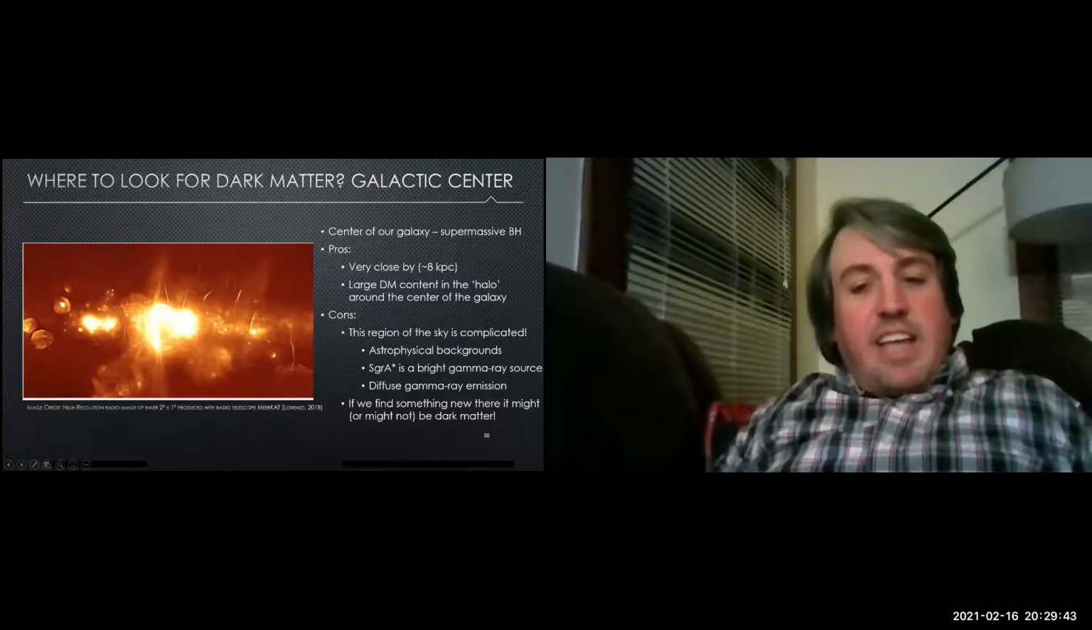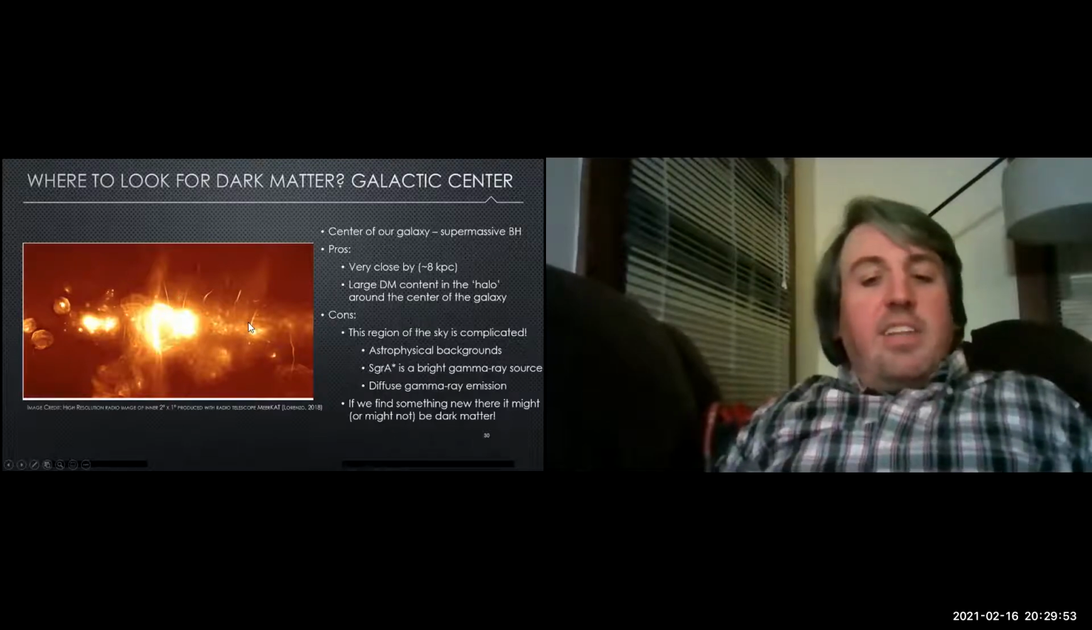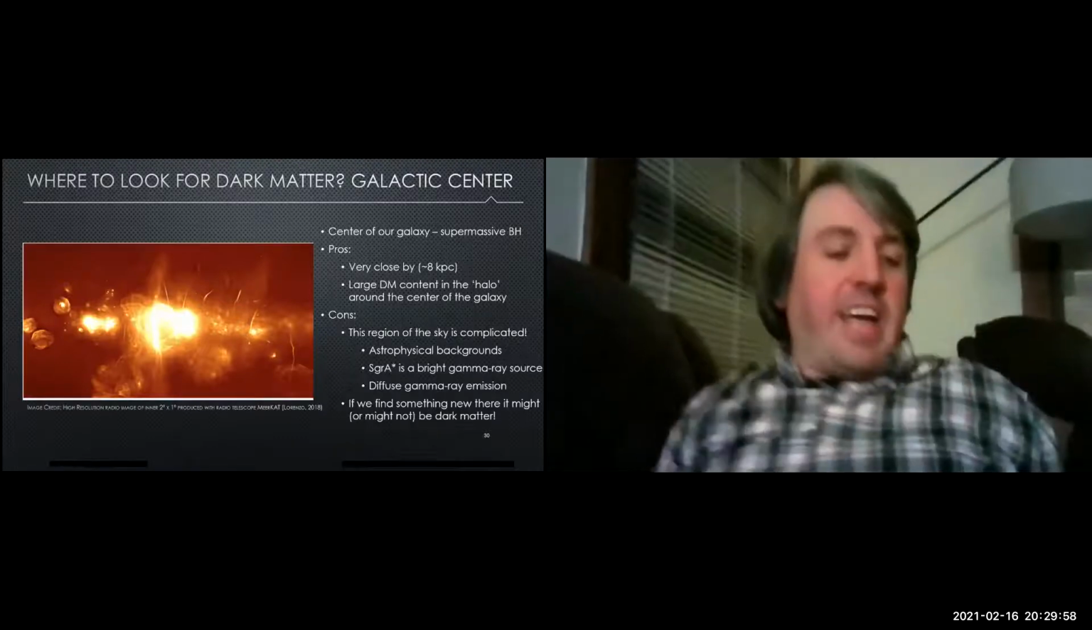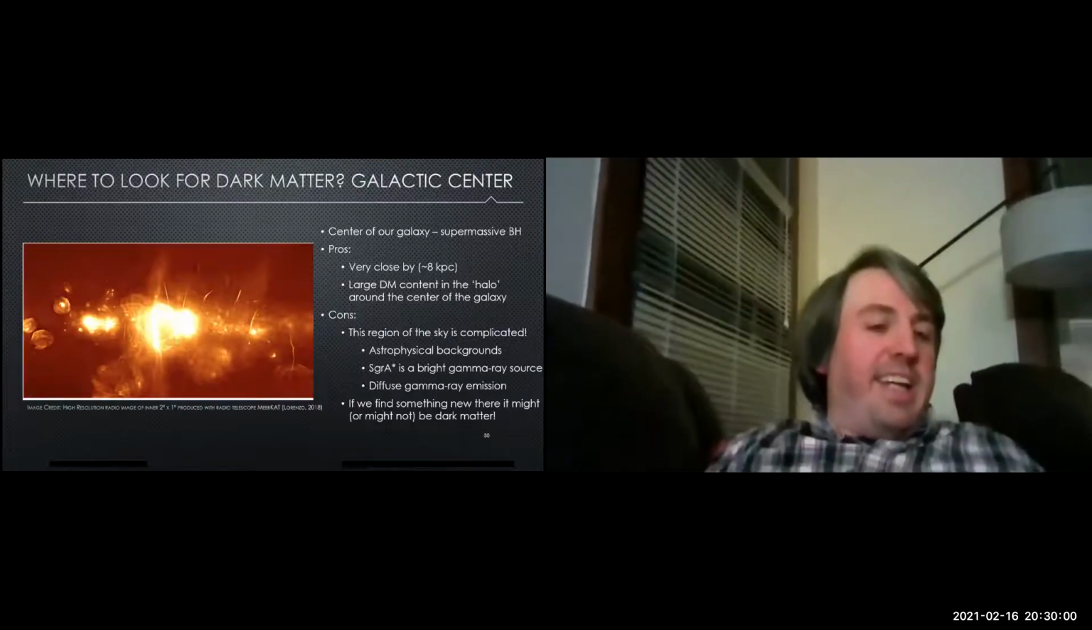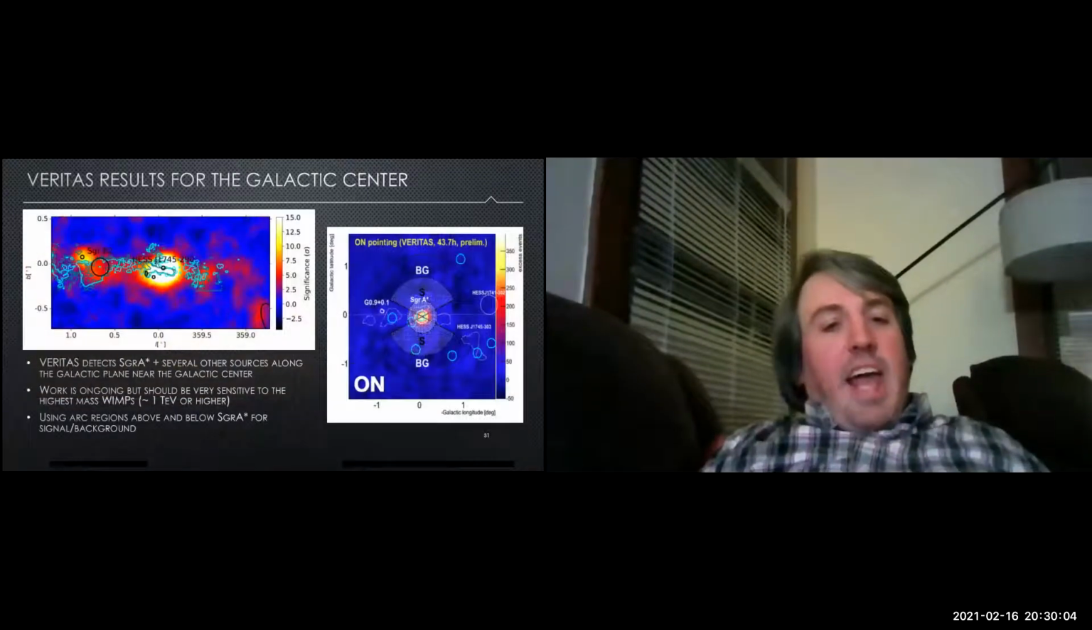There are various astrophysical backgrounds. Sagittarius A* itself is a bright gamma ray source, and there's diffuse gamma ray emission all around the area. So if we find a gamma ray signal that we don't understand in this area, it may not be dark matter. It could be something else.